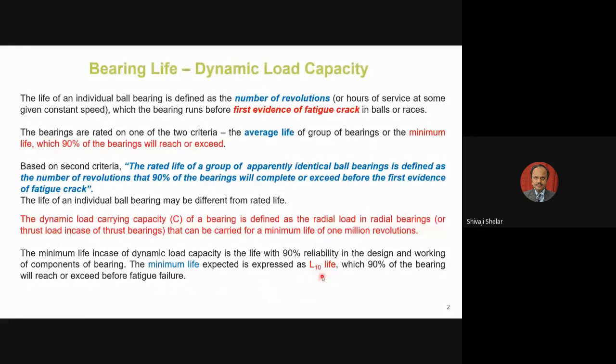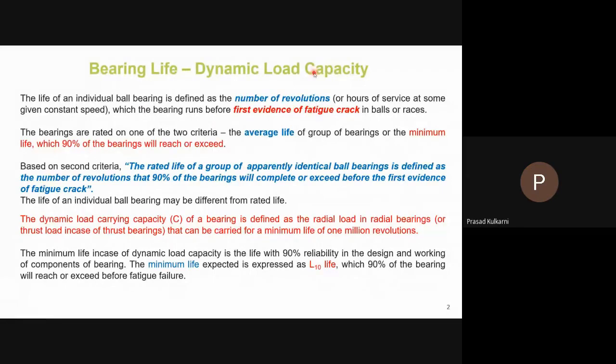So if that L10 life is equal to 1 million revolutions, then the radial load or axial load acting, say only pure axial load or pure radial load acting on that bearing, is called the dynamic load capacity of that bearing. Okay, so these two concepts are very, very important. If you have understood, we can proceed further.